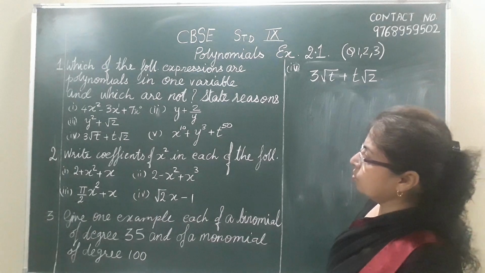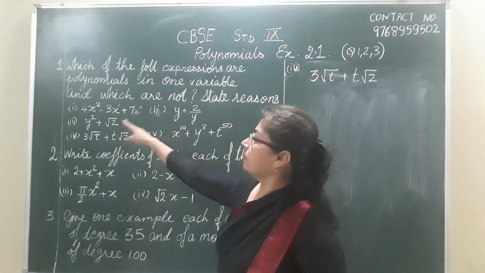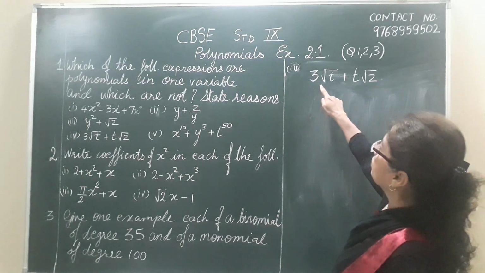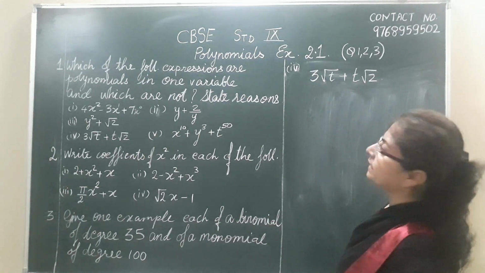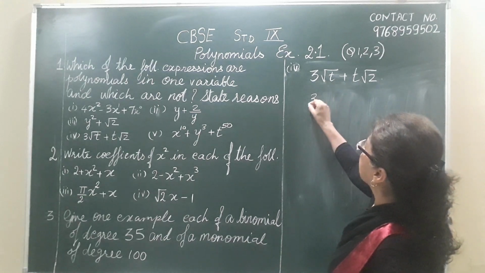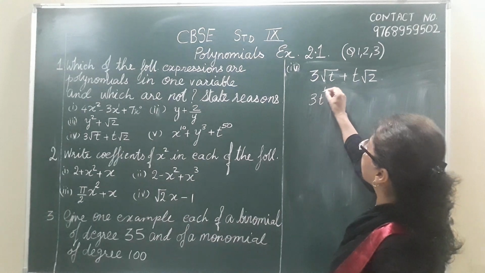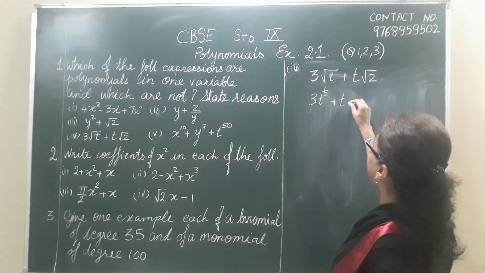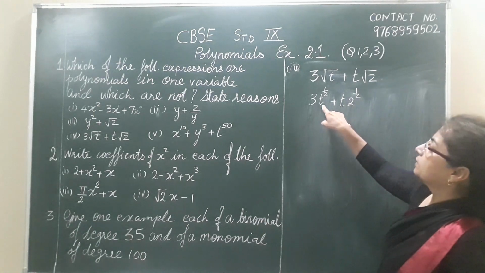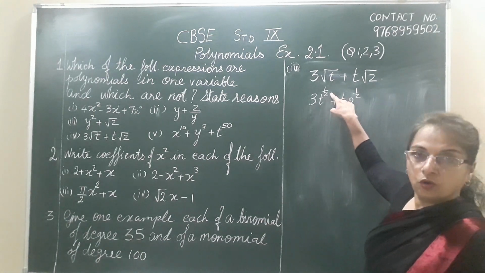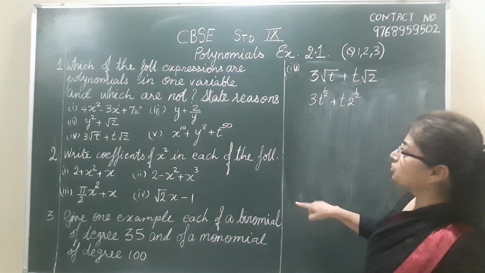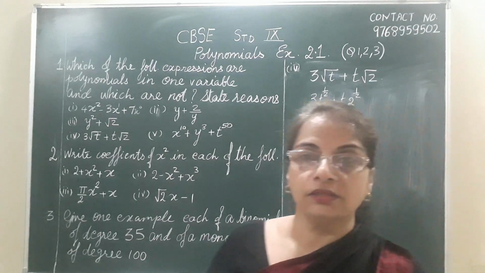Now come to sum number 4. I have done certain numbering changes over there. Sum number 4, 3 root t plus t root 2. Now root t means 3 into t raised to half plus t into 2 raised to half. We see that the degree of the variable is not a whole number, so this is not a polynomial. So the sentence you may write in the same format as it was given before.